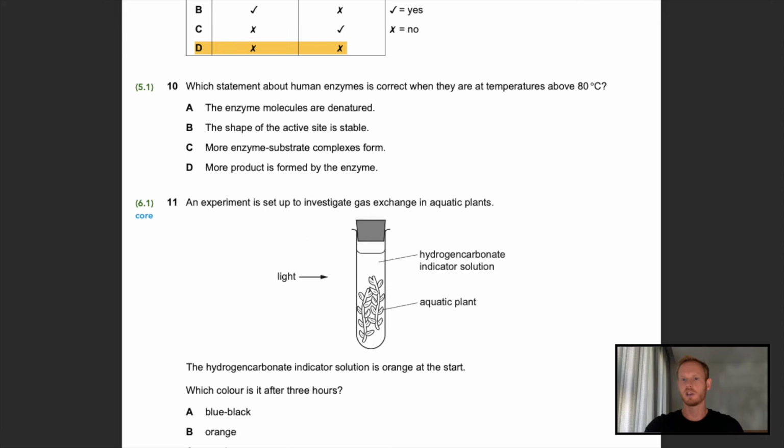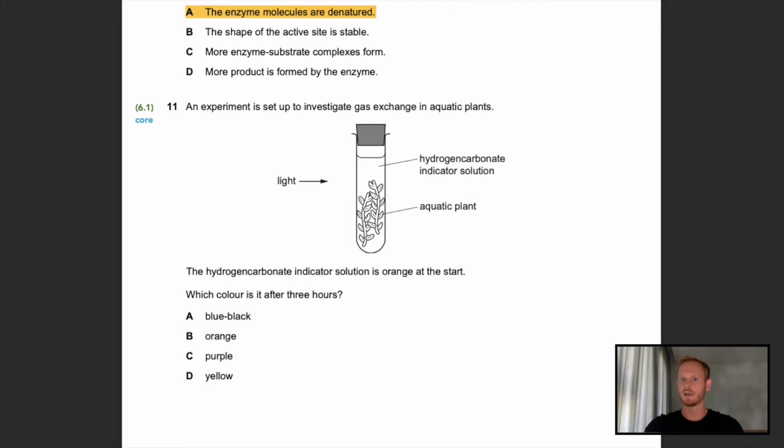Number 10. Which statement about human enzymes is correct when they're at temperatures above 80 degrees C? So human enzymes function best at around 37 degrees and start to denature as temperatures exceed 40 degrees. The correct answer is therefore A. The molecules are denatured.